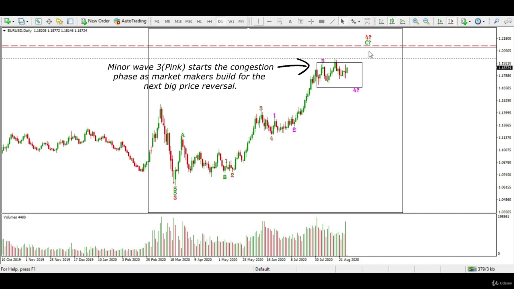Once this congestion phase comes to an end, a major price reversal is due on euro dollar, which once again will be signaled by a strong price action pattern combined with high volumes. This market activity of professionals to build for the next big move is visible on any trading instrument. Guys, this is where you need to be carefully watching the price action to position yourself with the smart players. This is where the money is. With that being said, let's continue studying the second principle of volume-based analysis.